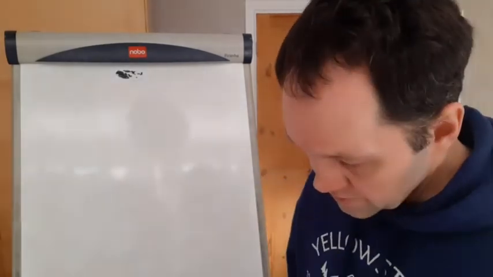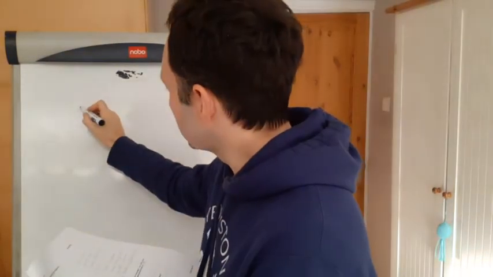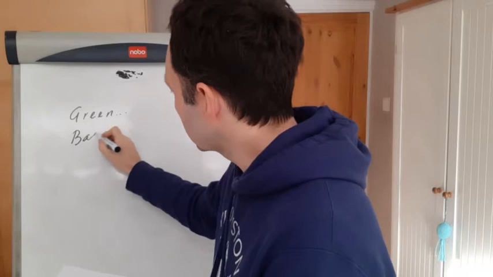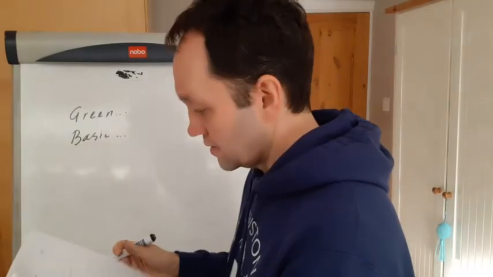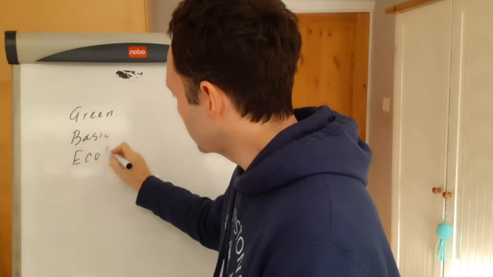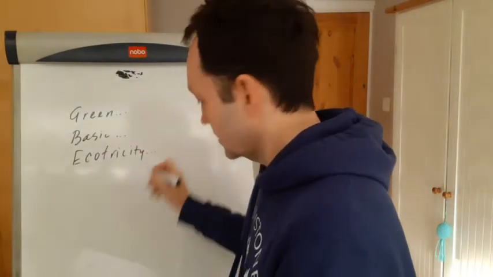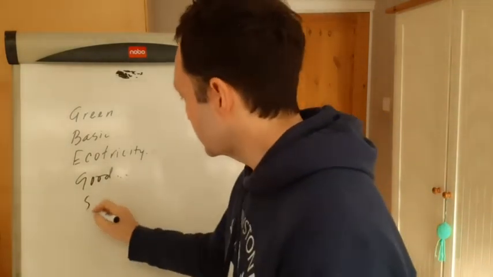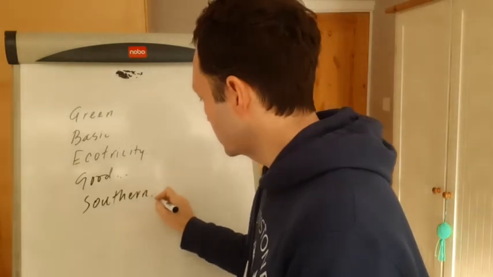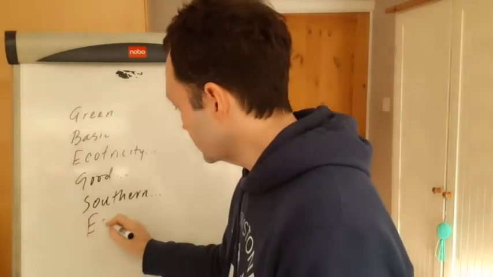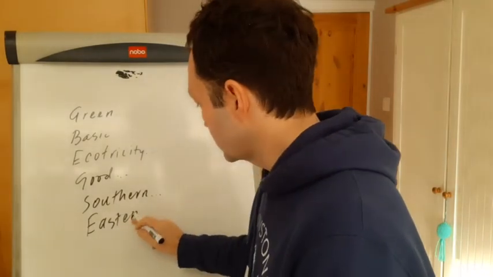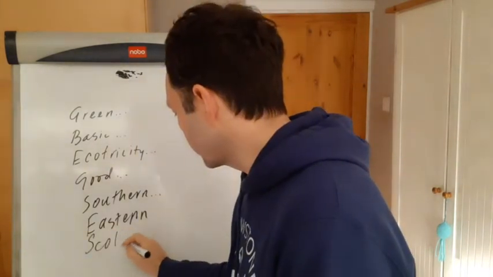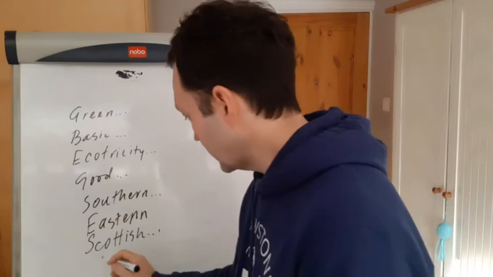Okay, just to review. Now, in the electrical companies we have green energy, then we have basic power, and then we have Ecotricity, and then we have Good Energy, Southern Electricity, Eastern Electricity, Scottish Power. Can everybody see? Yeah, you can. Scottish Power, and British Gas.